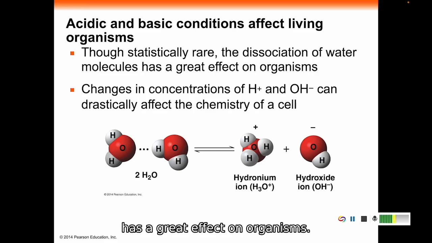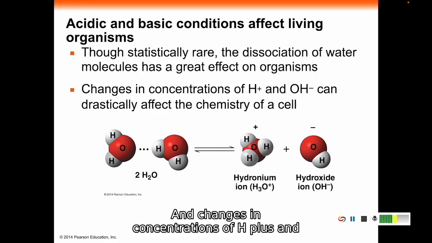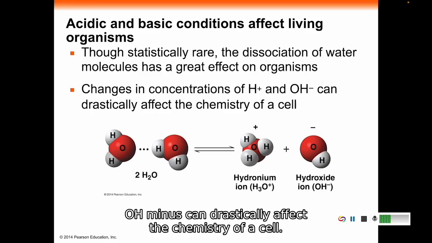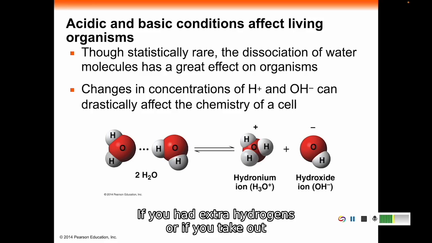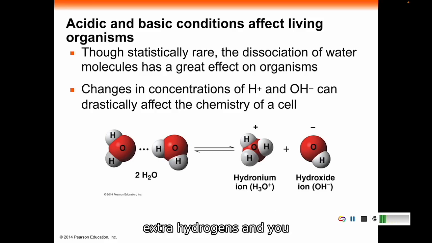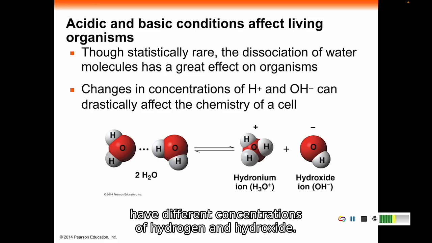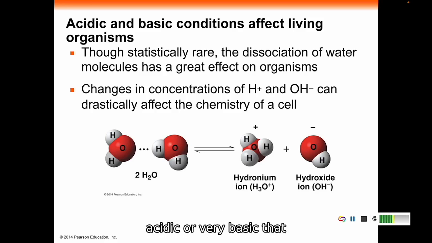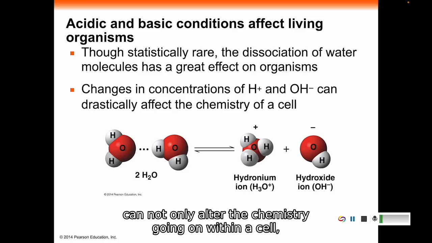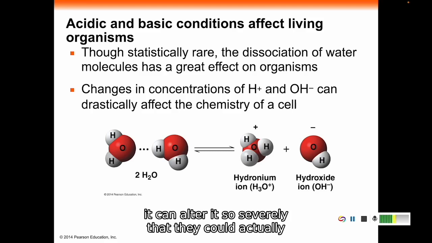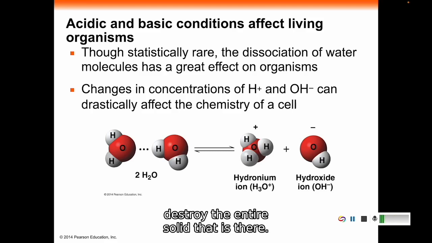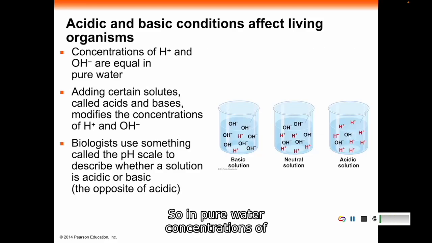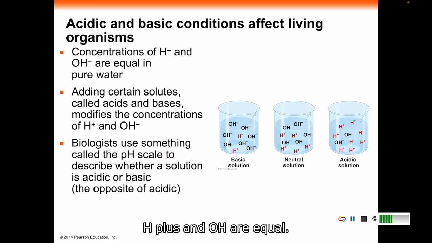Dissociation of water molecules has a great effect on organisms, and changing the concentrations of H+ and OH- can drastically affect the chemistry of a cell. If you add extra hydrogens, or take out hydrogens, and you have different concentrations of hydrogen and hydroxide, you have formed something very acidic or very basic that can not only alter the chemistry going on within a cell, it can alter it so severely that it could actually destroy the entire cell. In pure water, concentrations of H+ and OH- are equal.